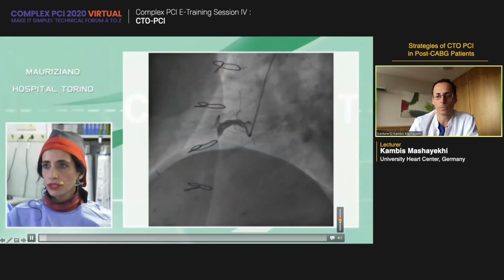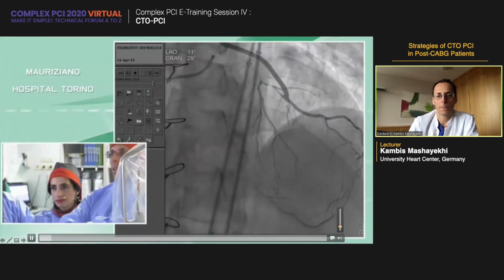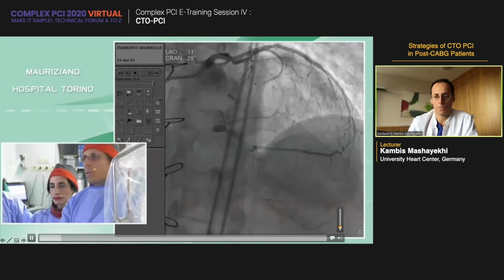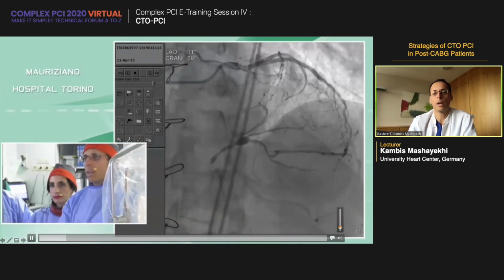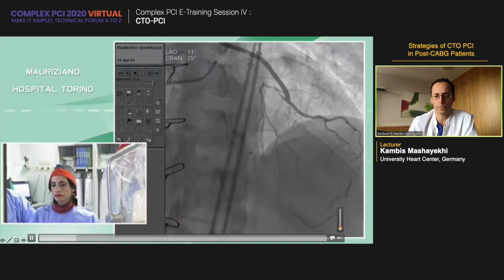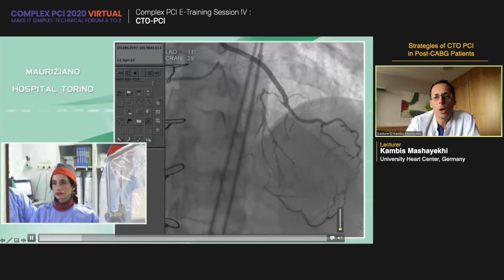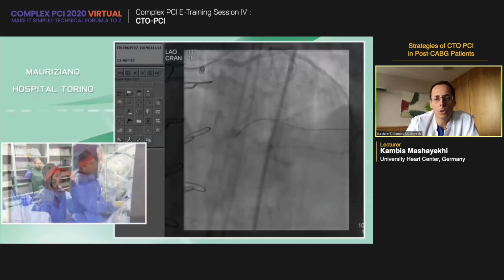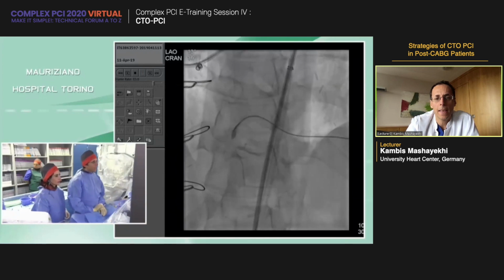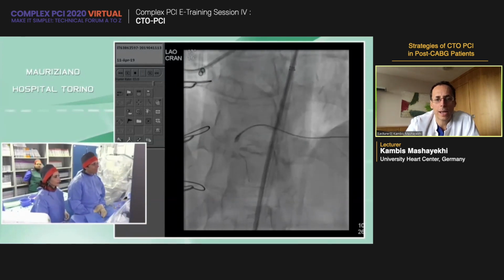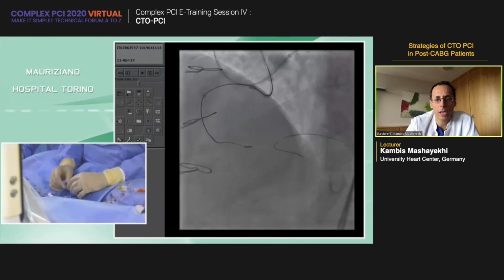Here, okay, well, this is the double injection. You see the LIMA, which is not so easy to engage. And here you see also a very, very difficult scenario with a vein graft to the diagonal branch and also a double occlusion on the distal RCA. And here you can see again a dual deep injection to understand the distal anastomosis, the distal bifurcation.